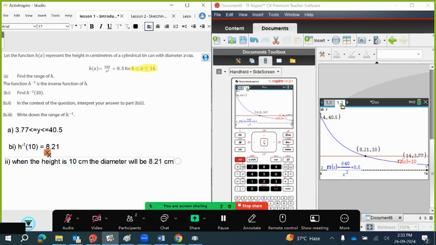And then lastly, write down the range of the inverse function. Now, one of the main things about an inverse function is that the domain and the range switch, and I'm using that to find the answer to part B. So if the domain and range switch, then the range of the inverse function is the domain of the original function, and that was given there at the top. So that is 4 is less than or equal to y, which is less than or equal to 14.